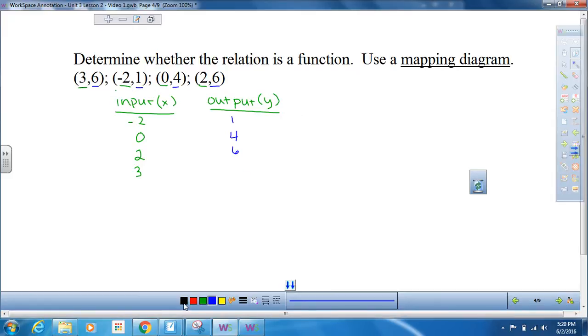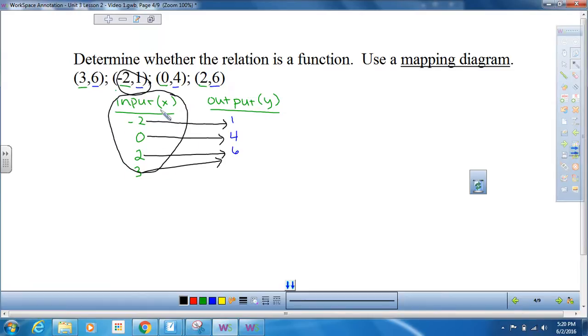Okay, so I just now match these. This makes it a mapping diagram. So up here, -2 goes with 1. So I'm going to match that, draw an arrow there. 0 goes with 4. 2 goes with 6. And 3 also goes with 6. So your output repeats. You have a 6 that repeats. That's okay. Your input cannot repeat if it is a function.